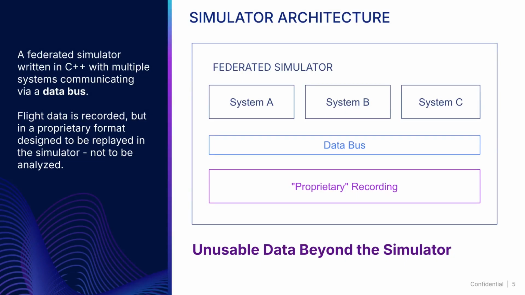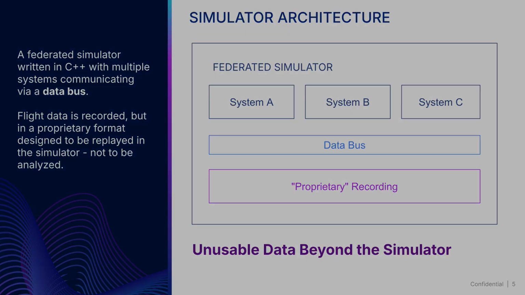The existing architecture: a federated simulator with multiple systems communicating via a C++ databus. Flight data is recorded, but in a proprietary format designed to be replayed in the simulator, not to be analyzed. The business needs were twofold. First, real-time analysis during simulation. Imagine an instructor seeing alerts when the pilot makes a mistake. Second, cold analysis. Compare a pilot's performance over 6 months, identify patterns, feed machine learning models.